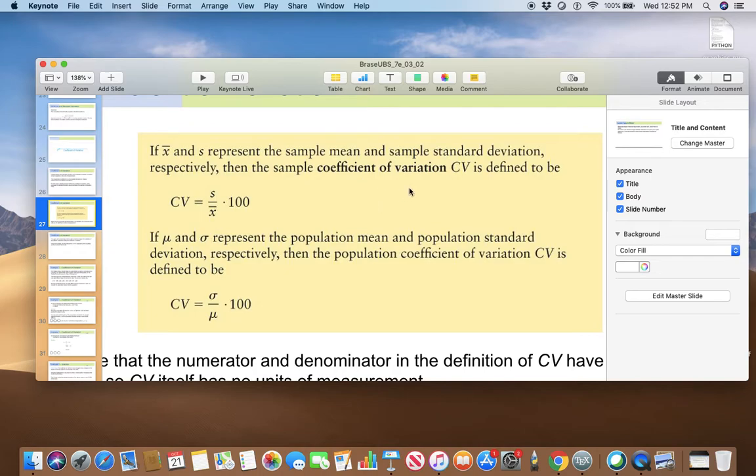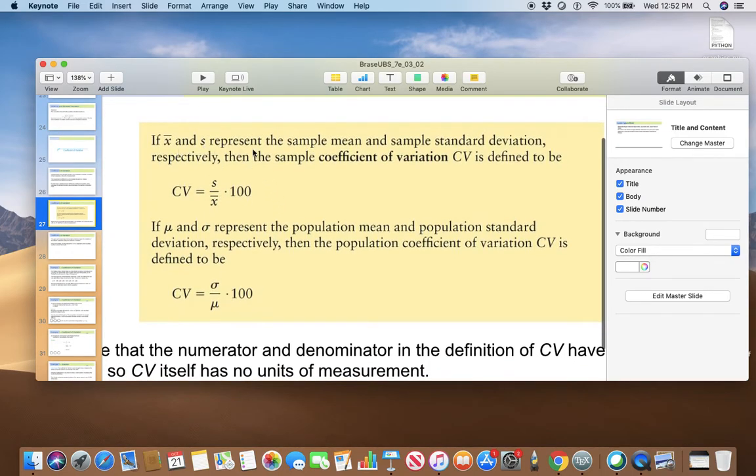So, coefficient of variation. For a sample, X bar denotes the sample mean, S denotes the sample standard deviation. Then the sample coefficient of variation, CV, is S over X bar times 100. So that's what gives you the percent part. And this is simply a coefficient in the sense of a ratio: standard deviation over mean, times 100 percent.